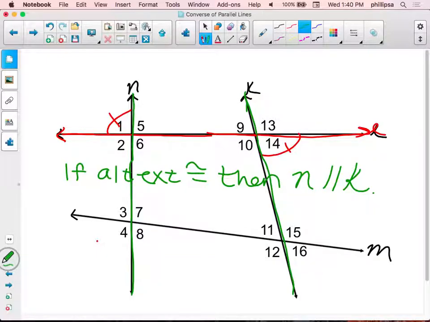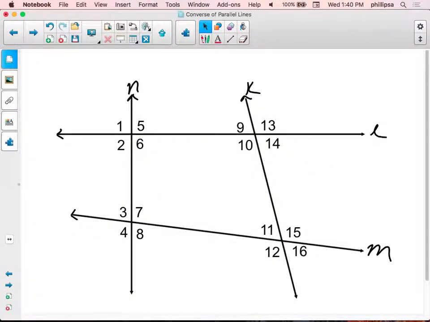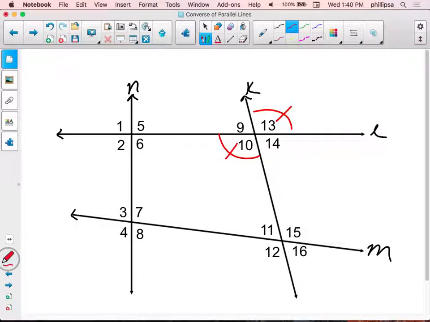So I actually now want to move to number 5. The thing I've been doing is highlighting my relationships. Where is my angle pair? 13 congruent to 10. The next thing I've been doing is identifying my transversal. What's my transversal? I do not have one. I have 2 lines here, and that is it.